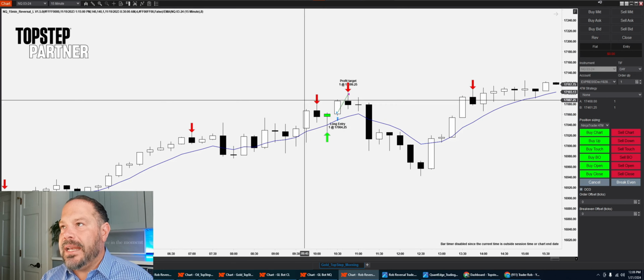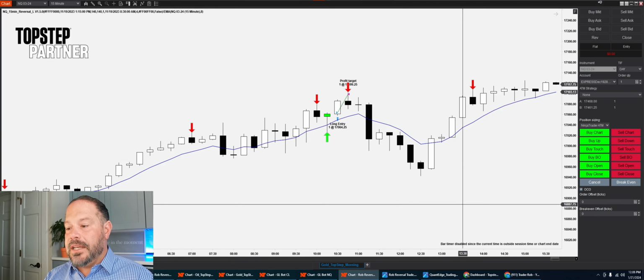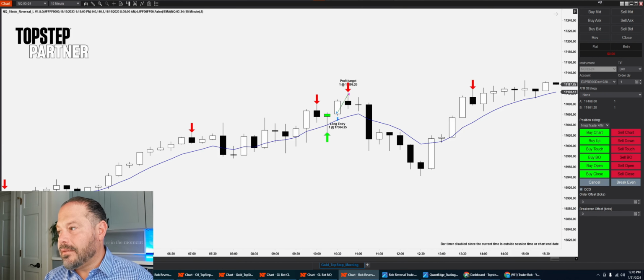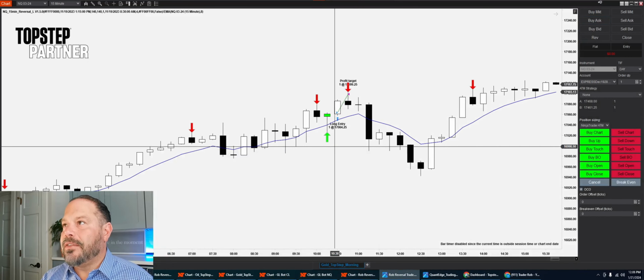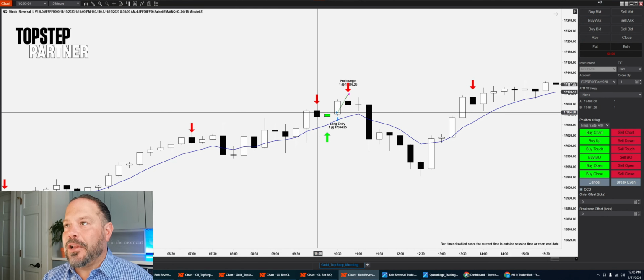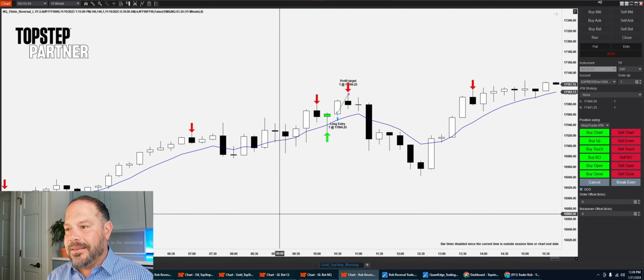But does this trade here fulfill our conditions? Does not, because it must close above or below the 8 EMA depending on where the signal is. So this is telling you to go short, but it's closing above the 8 EMA, no trade.